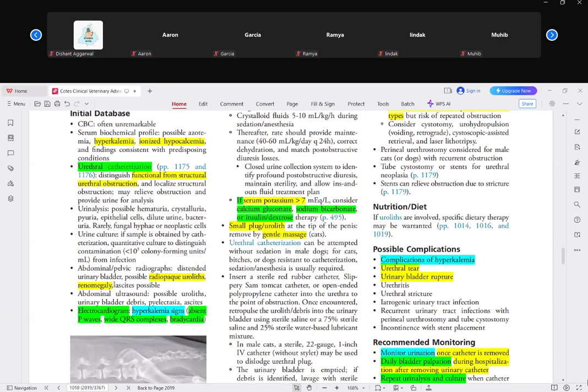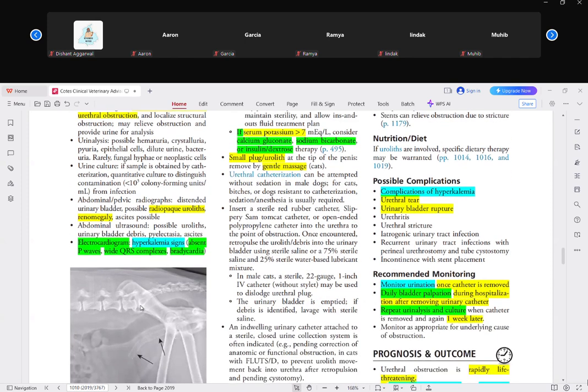You could also do the radiograph. You can find renomegaly and some kind of urolith in the animal. On the ultrasound, you can find pyelectasia. It's very important to know the ECG findings. You need to know what a typical ECG looks like in case of hyperkalemia. In hyperkalemia, you will find no P wave, wide QRS complexes, and bradycardia. Very much important.